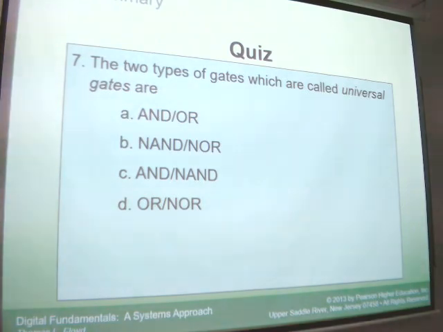But sir, basic gates are 3, yes? Yes. AND, OR and NOT are called the basic logic gates. But they are not called universal gates. The basic gates are 3: AND gate, NOT gate, and OR gate.